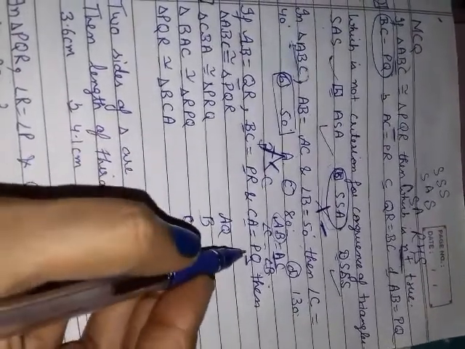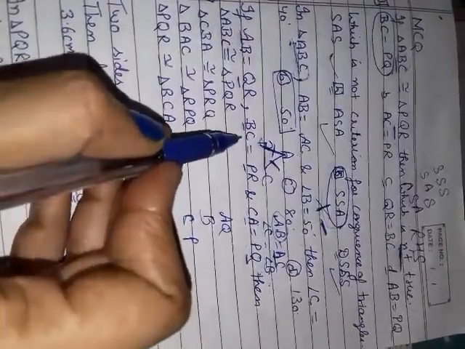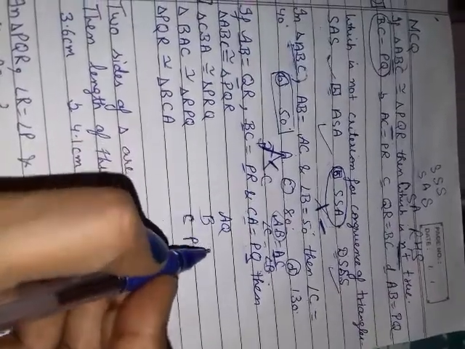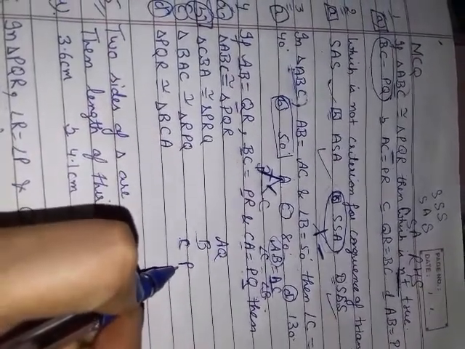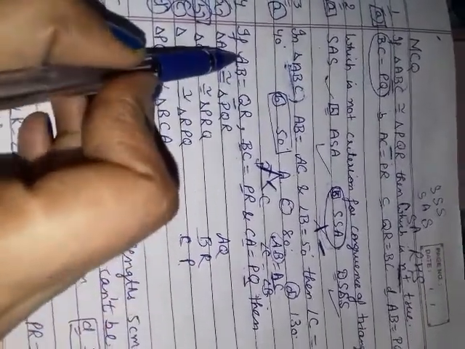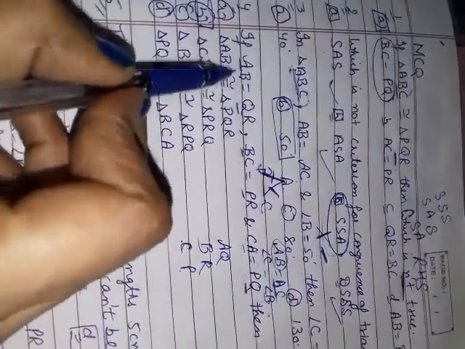C's position is P, and B's position is R. You have to observe in all. B's position is R, A's position is Q. So what is left? C is left. So you will take C with the left one, P.